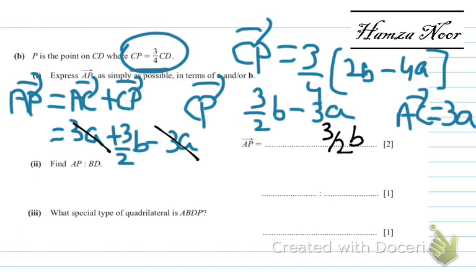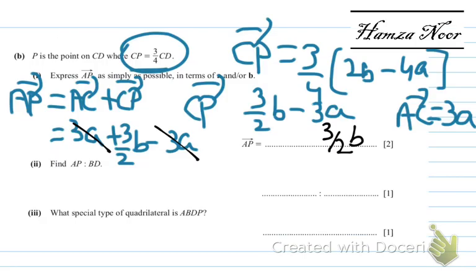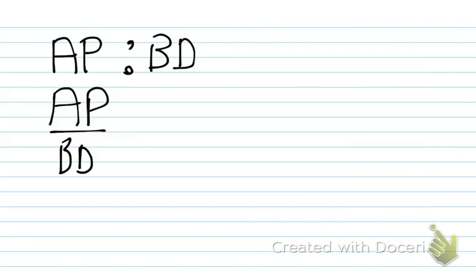Alright, let's move to the next part. Find the AP to BD ratio. AP to BD means AP over BD. You have calculated AP and BD in previous parts. The AP vector is 3/2 B.